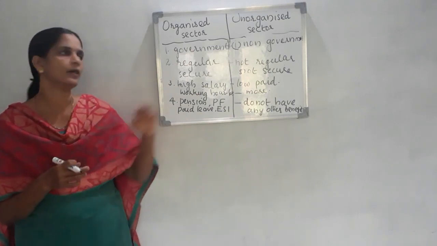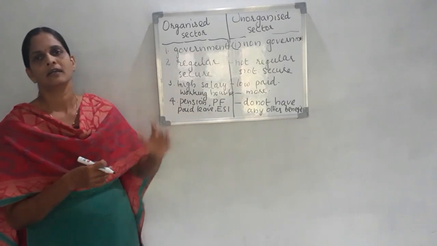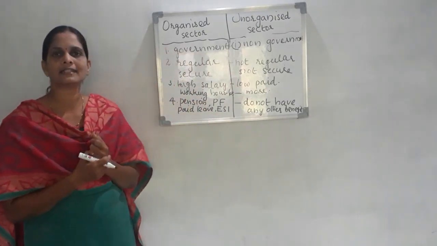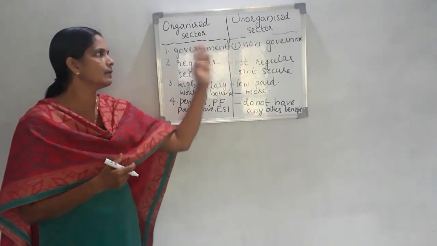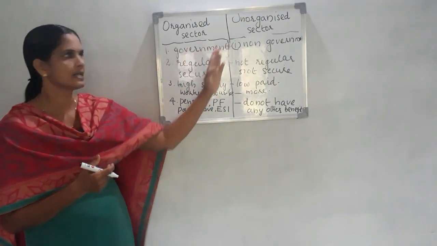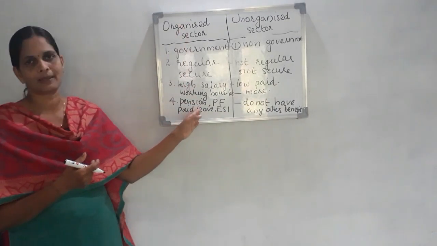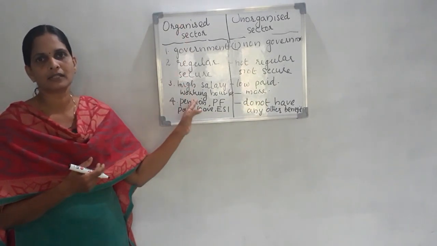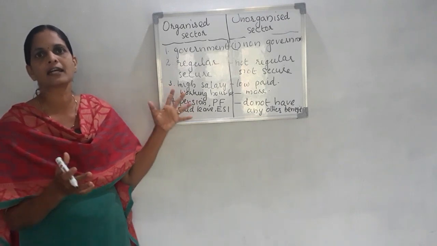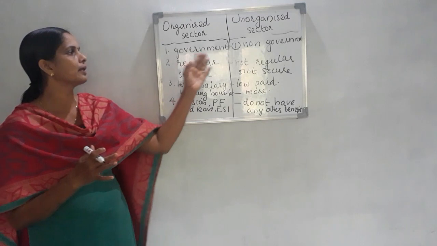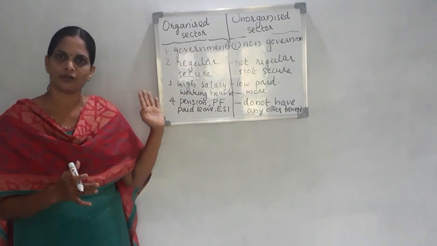If you think about that point, you can write many more features also. Just keep these points in your mind and write the question and answer. Compare these two sectors: the unorganized sector is a non-governmental sector and the organized sector is a governmental sector. Think about the condition of workers or people working in this sector, then you can write the questions and answers in your own way.